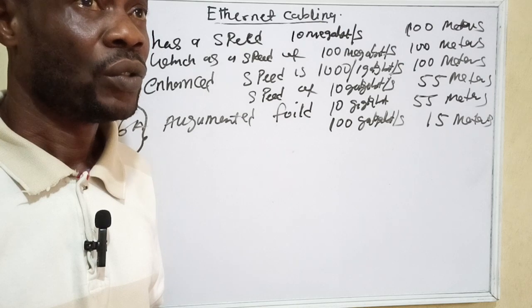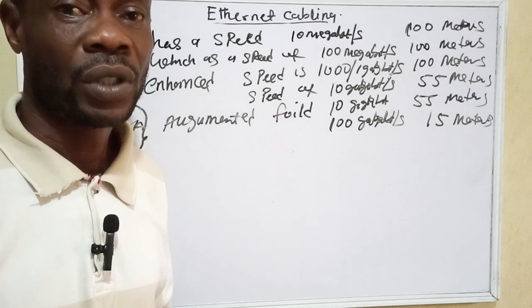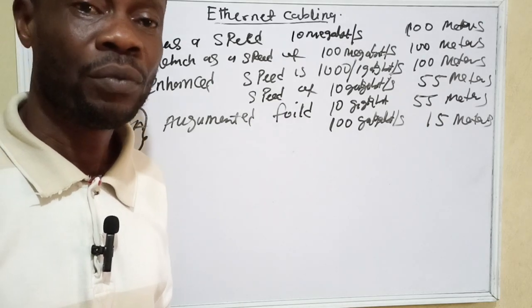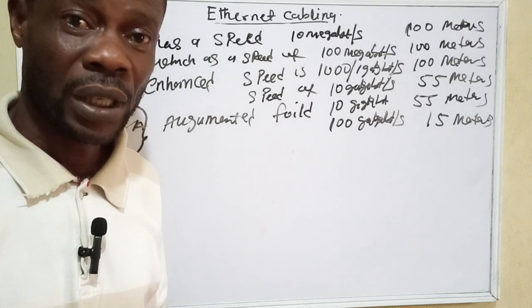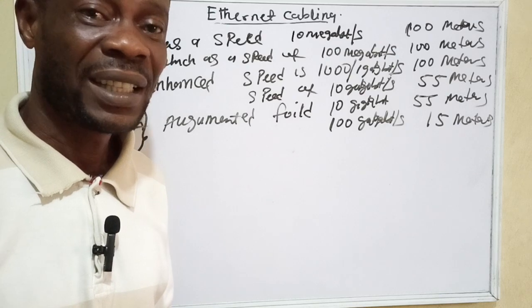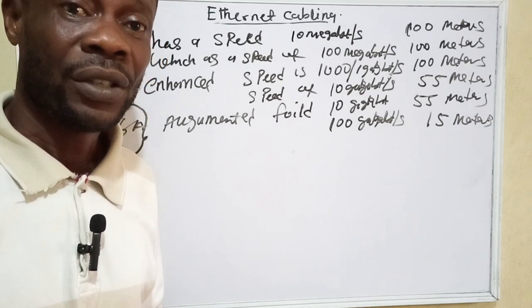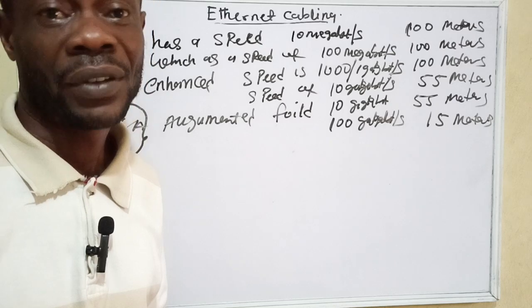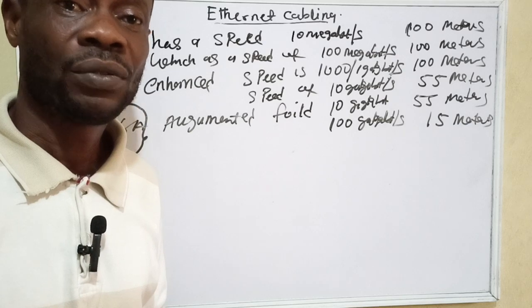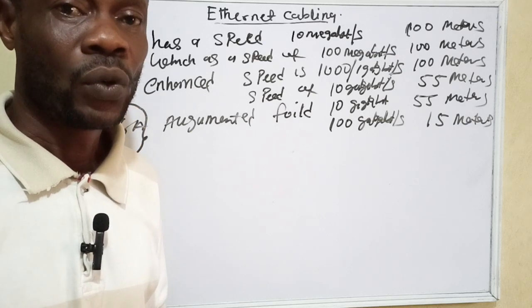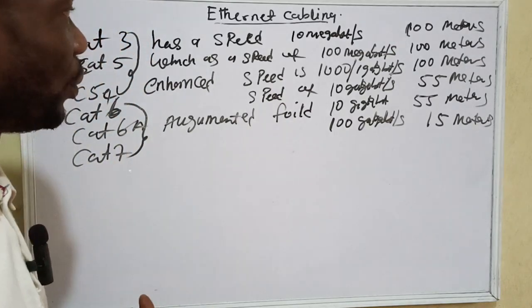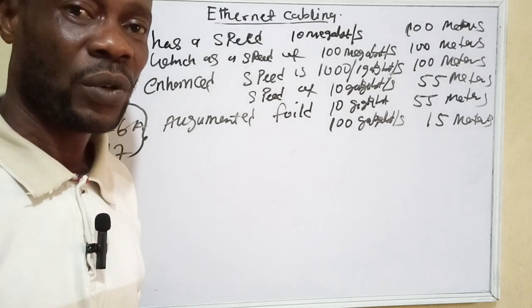There's something called crosstalk, because Cat 3, Cat 5, and Cat 5E are prone to electromagnetic interference, which is crosstalk, noise. So there's something called signal degradation; they can be affected by noise and electromagnetic interference. While Cat 6, Cat 6A, and Cat 7 are shielded twisted pair cables, so they are not prone to electromagnetic interference. This is the difference between these cables.